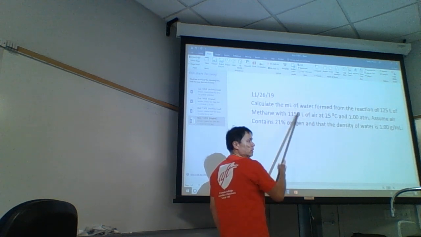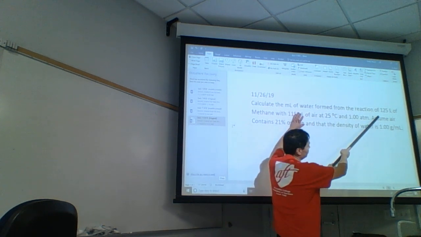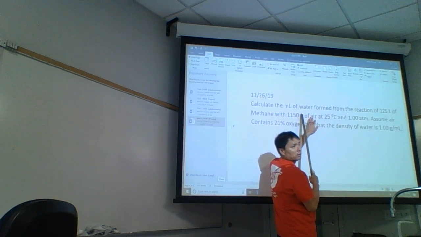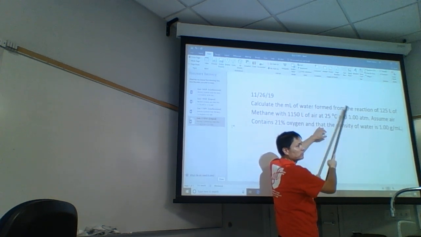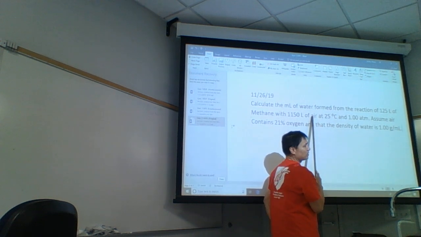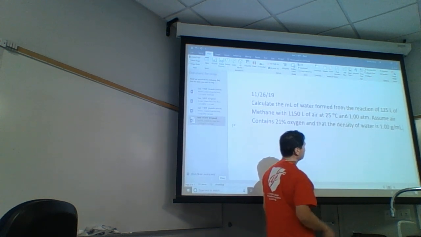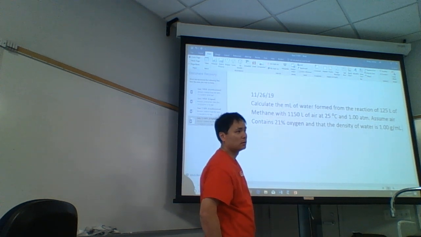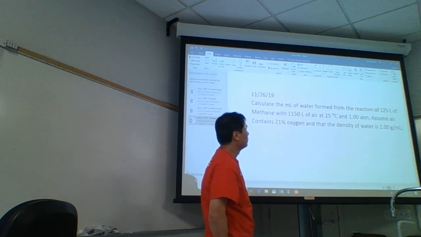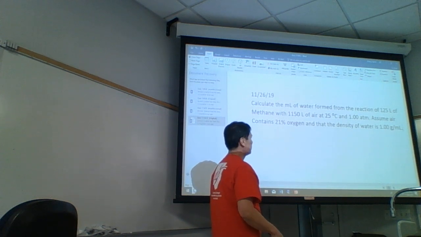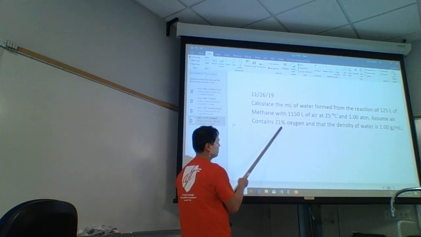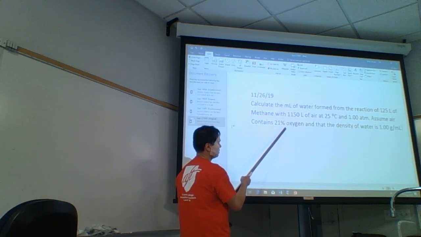If we're only given methane, let's say 125 liters of methane, then we can assume that's the limiting reactant. The other one's in excess, right? But here we're given both, so we need to calculate it. So you have to show me the calculation. But which one was the limiting reactant? Air. Air was the limiting reactant because air is not pure oxygen. Air is going to contain only 21% oxygen.